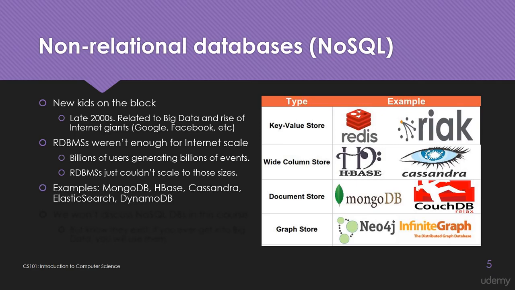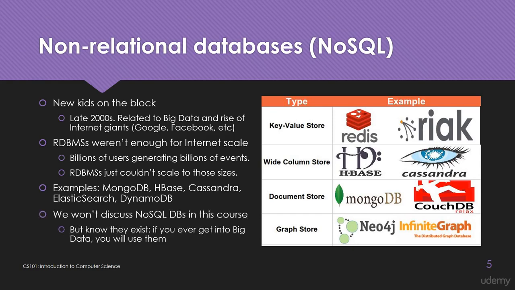So you have a whole bunch of new databases such as MongoDB, HBase, Cassandra, Elasticsearch, and DynamoDB, which is a cloud-based database. We'll talk about that in a later class. So these are NoSQL non-relational databases which have come about for handling big data. We won't discuss NoSQL databases in this course, but if you ever get into big data, you might probably use one or the other.